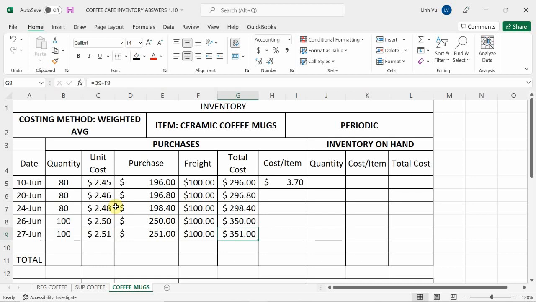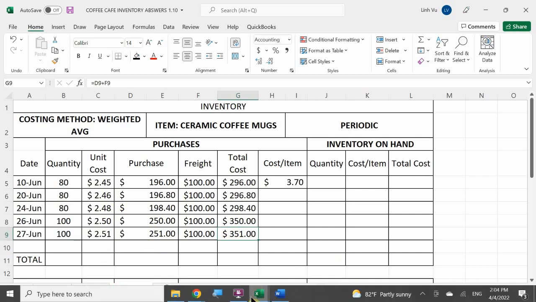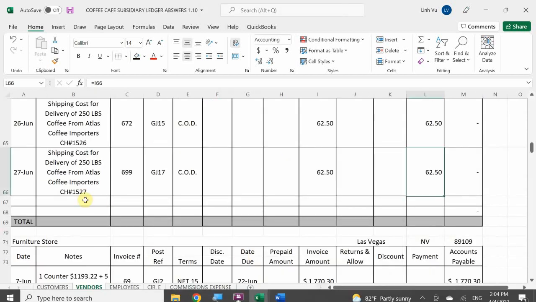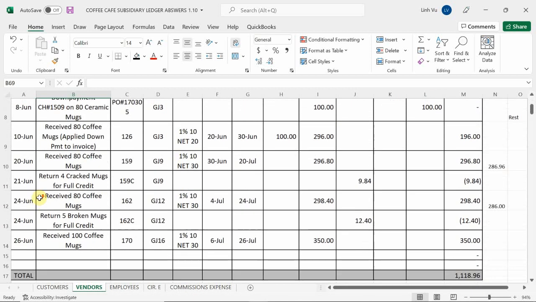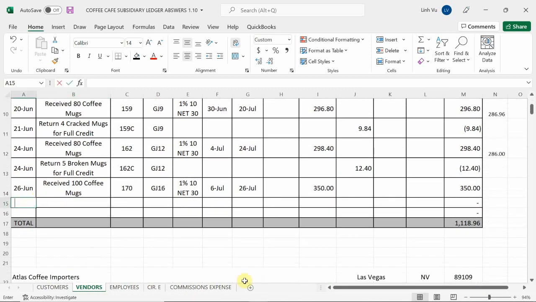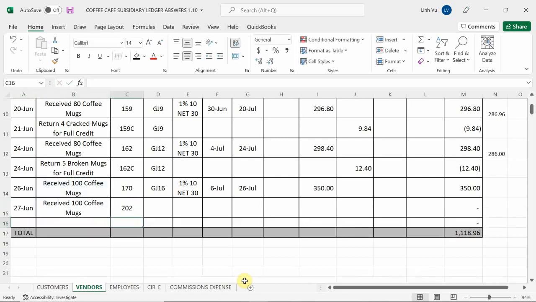Last thing we need to do is the subledger. We need to record that we owe All Things Ceramics more money. Okay? Subsidiary ledger, we're going to scroll up to the top. Here we are, All Things Ceramics. We just received our 100 coffee mugs, okay, through invoice number 202. Terms is still the same, 1%, 10, net 30.